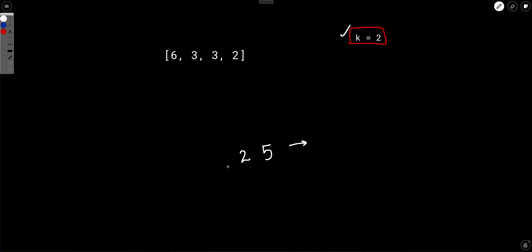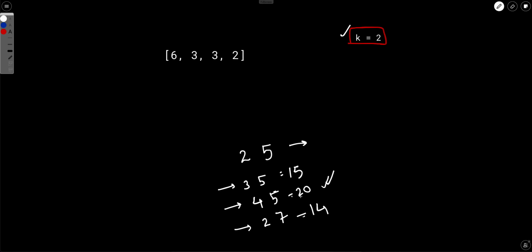Either we can increase this 2 to 3 and this 5 to 6, one operation each, or we can apply both operations on 2 to make it 4 and keep this 5, or we can apply both operations on 5 to make it 7. So these are the three possible cases, right? For the first the value is 15, for the second the value is 20, and for the third the value is 14. Clearly 20 is the maximum value, but how do we end up here?